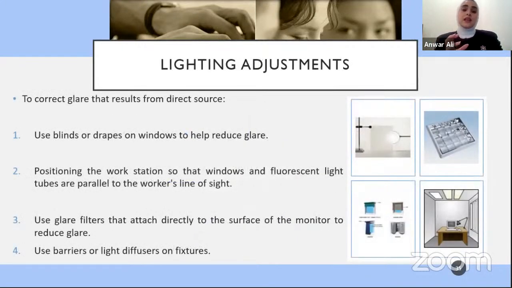By fixing it, depending on the cause. If you want to correct the glare resulting from a direct source, use blinds or drapes on the window to help reduce the glare. Position the workstation so that the window and the fluorescent lights are parallel to the line of sight, as we can see from the picture here. Can you see my pointer? Yeah. Use glare filters that attach directly to the surface of the monitor to reduce the glare. Use barriers or light diffusers on fixtures.